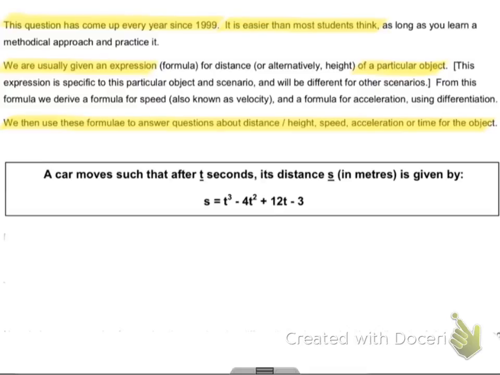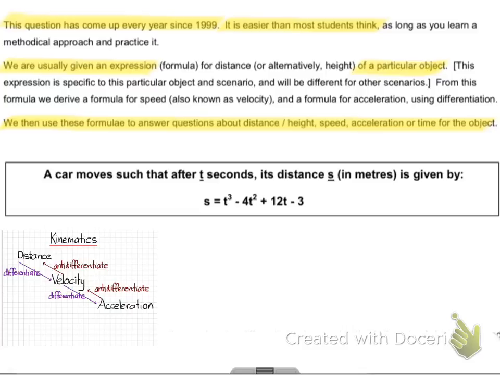So for this one, let's work out the velocity. Remember that when we go from distance to velocity, we differentiate. Please use a different colour because it's a completely different equation. So velocity is 3t squared, multiplied by the power, reduce the power by 1, minus 8t plus 12. And then acceleration, you differentiate that one. So that's 6t, multiplied by the power, reduce the power by 1, minus 8. Remember those, we'll be using them in the following parts of the question.